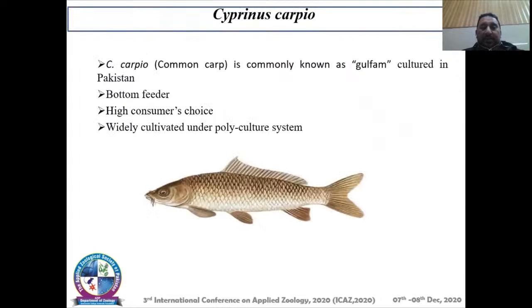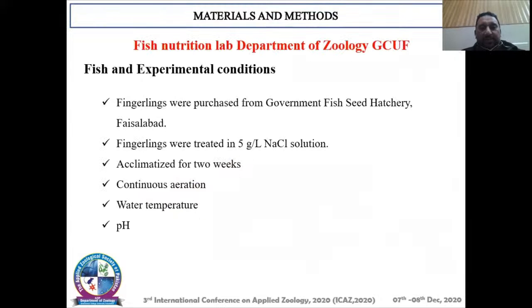This is the Cyprinus carpio fish, which is used in my research work. Cyprinus carpio is commonly known as the common carp, a bottom feeder, of high consumer choice, widely cultured under the polyculture system.